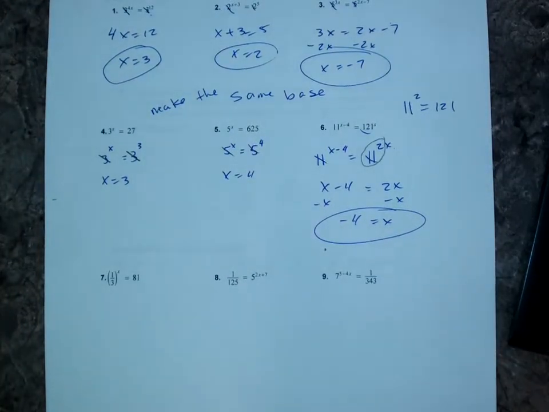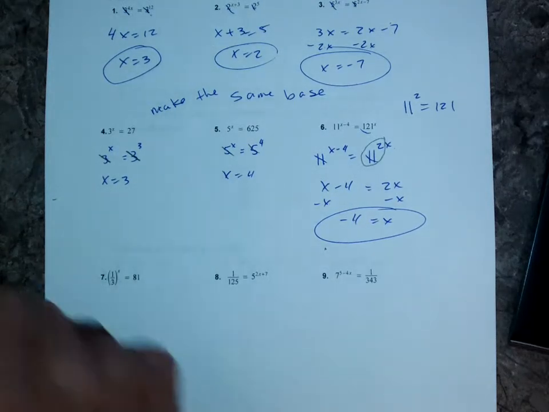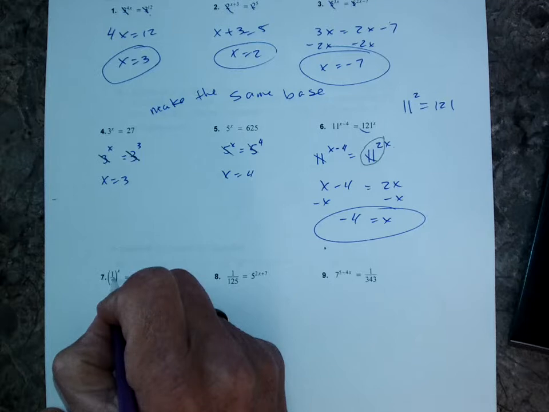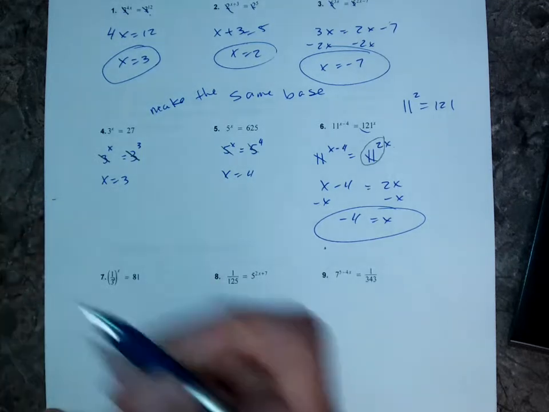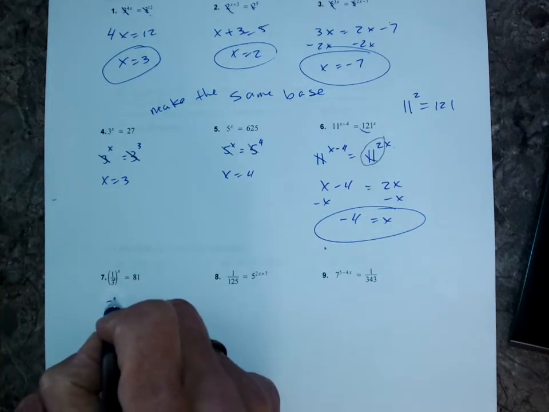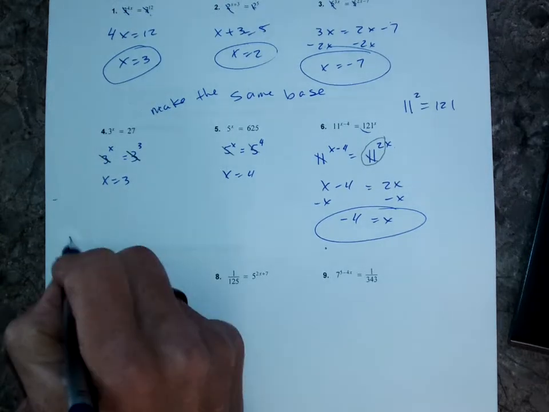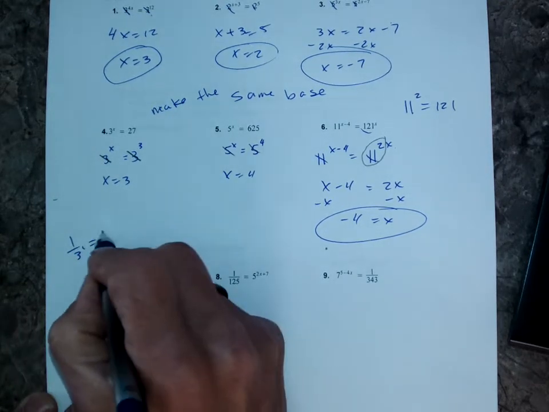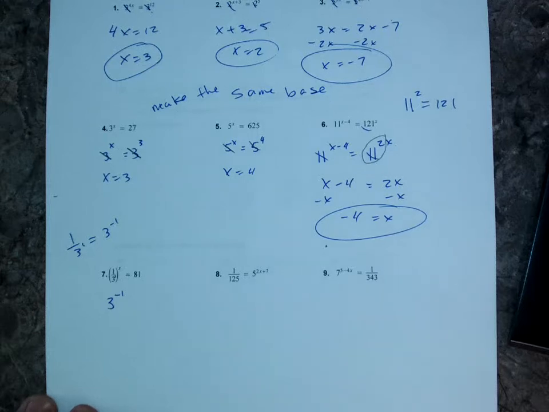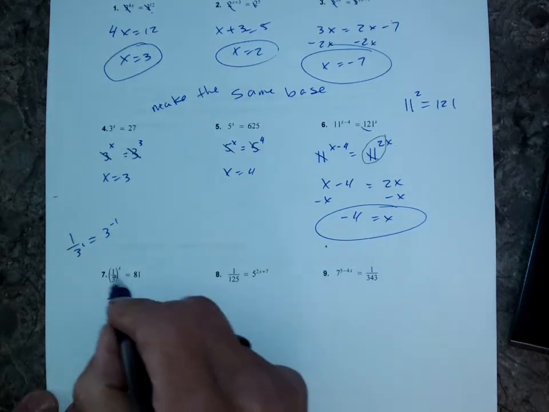Now, 7. 7 is a little tricky, but we can do it. Now, I see a fraction. So I know I'm going to rewrite this. There's an invisible exponent here. Invisible 1 right there. So it's a fraction. So I rewrite it as 3 to the negative 1. Okay, so 1/3 is the same thing as 3 to the negative 1. It really is. If I see a fraction, it's a negative exponent. So don't forget your x.